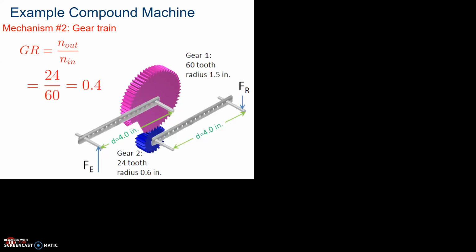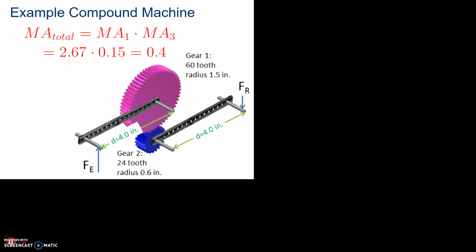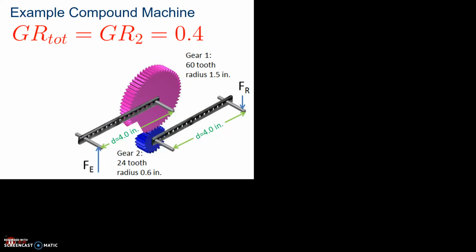All right, that's 0.42, good. So lastly, what is the mechanical advantage of the blue wheel and axle? All right, lastly it was again 0.15. So now we can just take our mechanical advantages, our 2.67 and our 0.15, and that gives me a total of 0.4. There are no other gears involved, so its total ratio is just 0.4.